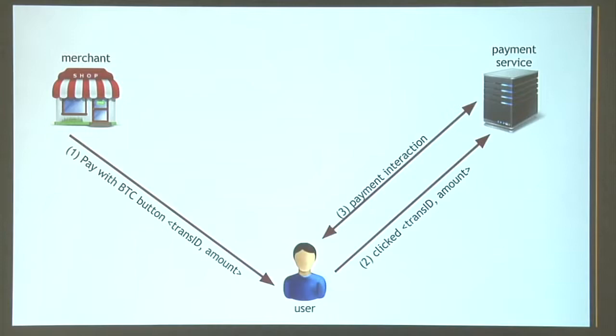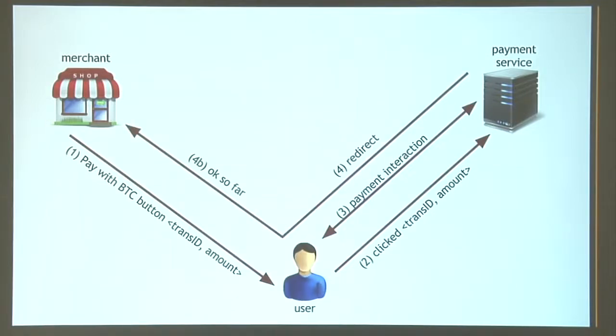And so the payment service will pop up some kind of a box or do some kind of an interaction with the user, in which the user will receive information about how to pay, and the user will then initiate a Bitcoin transfer to the payment service. Once the user has created that payment, then the payment service will send back information.